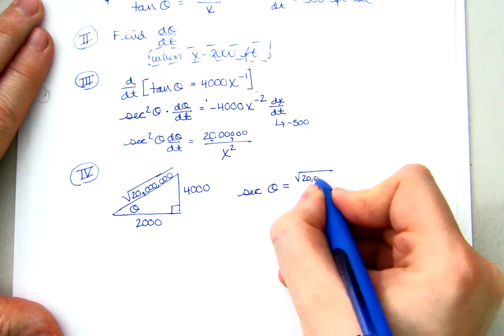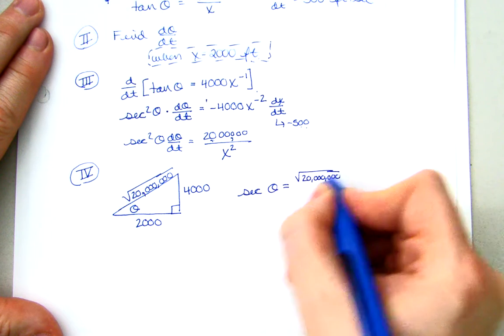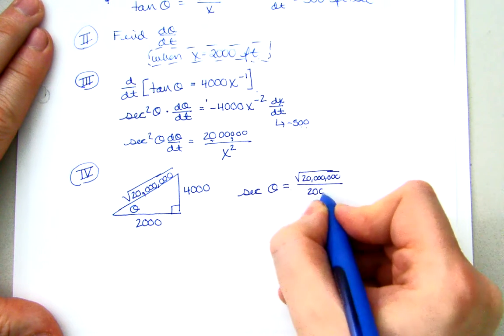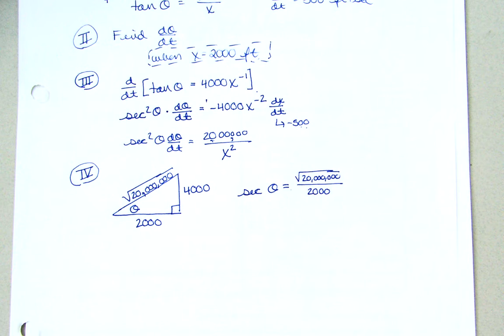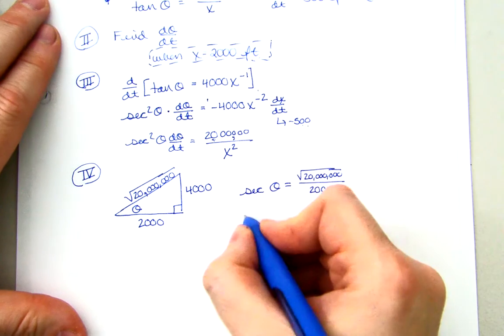Root 20 million over adjacent 2,000. You know what though? I don't even care about secant of theta. What do I have in the problem? Secant squared, and actually that's going to be really nice because that'll get rid of my square root.